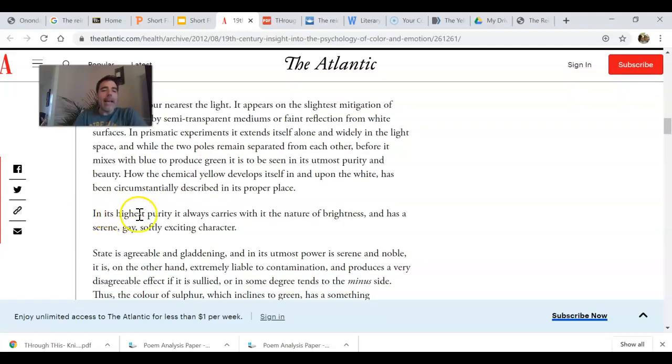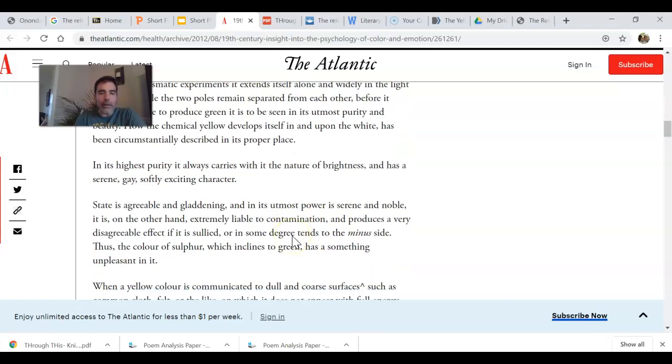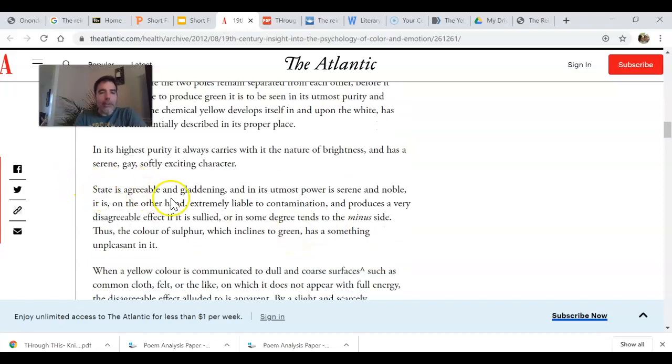Here we go. In its highest purity, it always carries with it the nature of brightness and has a serene, gay, softly exciting character. Its state is agreeable and gladdening and is in its utmost power serene and noble. It is, on the other hand, extremely liable to contamination and produces a very disagreeable effect if it's sullied or in some degree tends toward the minus side. Thus the color of sulfur, which inclines to green, has something unpleasant in it.